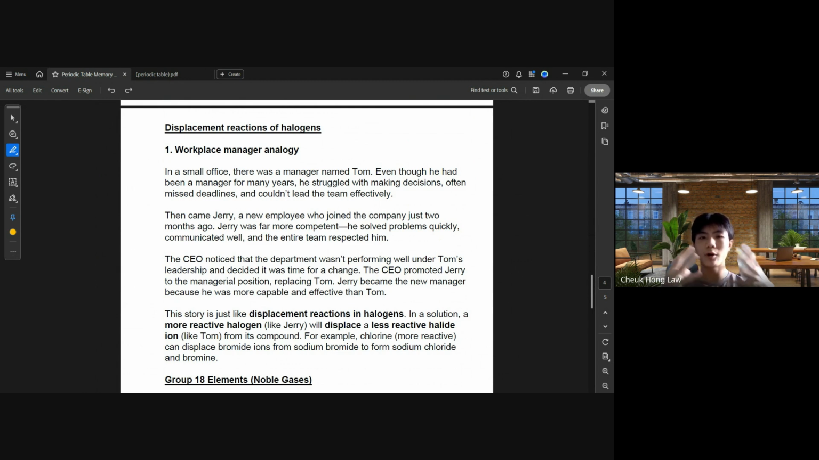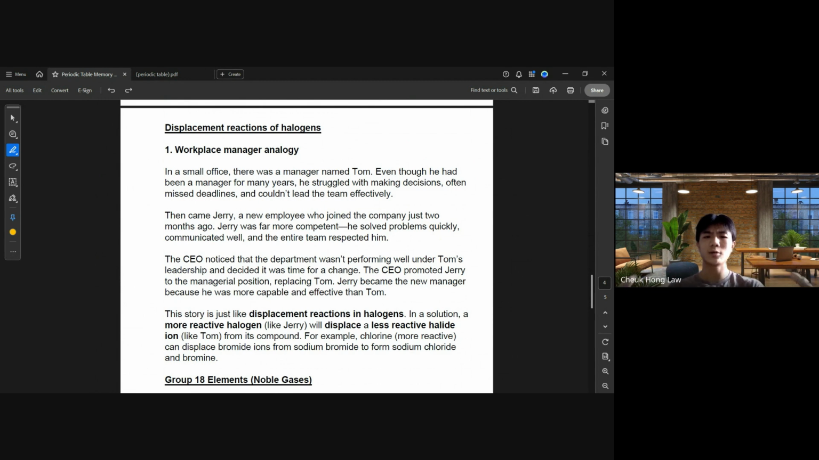And then he also often missed deadlines and couldn't lead the team effectively. And then came Jerry, right, a new employee who just joined the company 2 months ago. So even though he just joined the company 2 months ago, he was far more competent. He could solve problems quickly, he could communicate well, and the entire team also respected him.